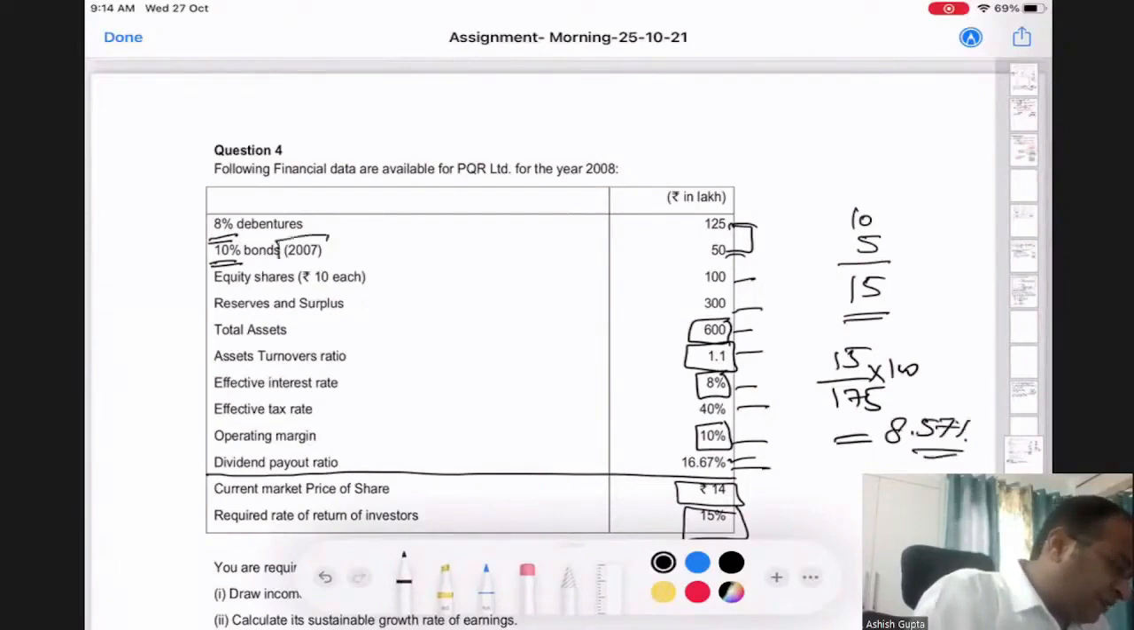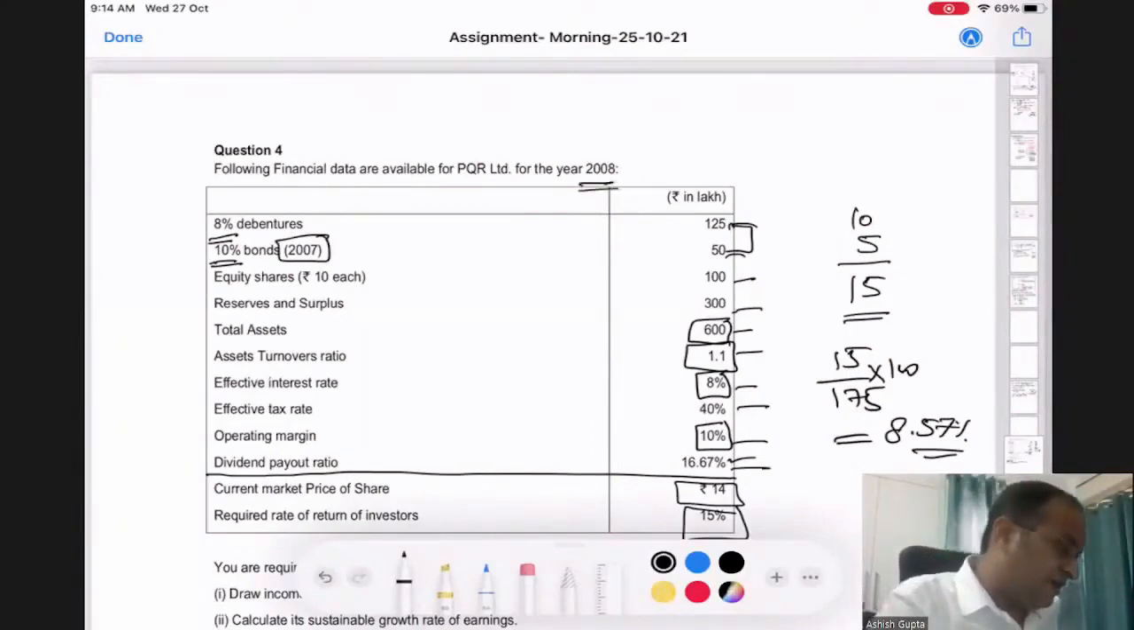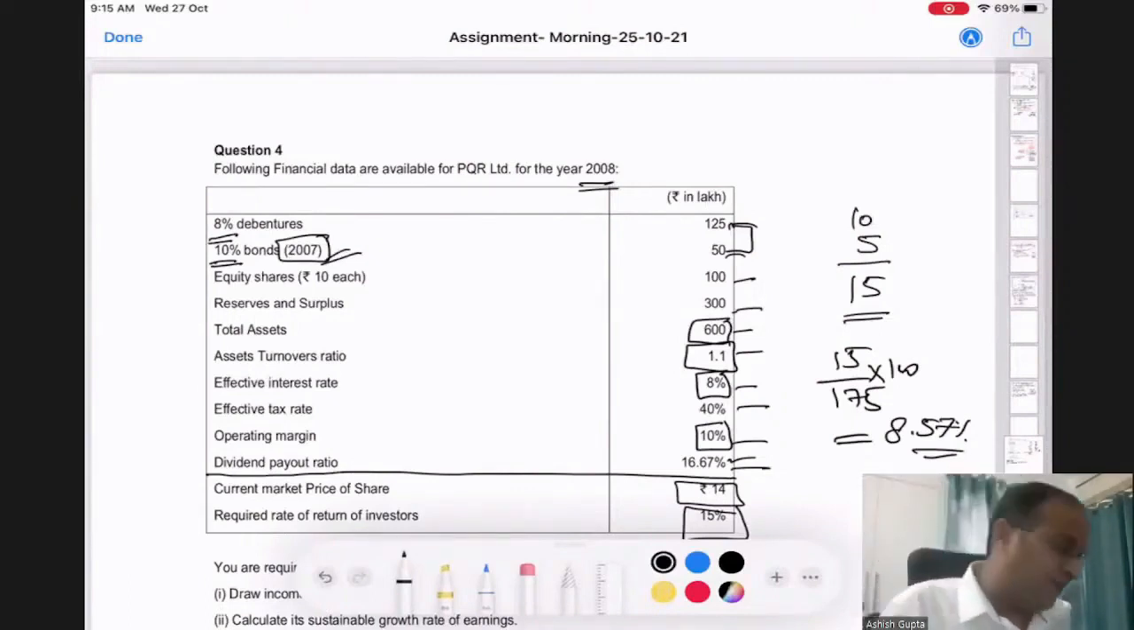But since these bonds have been issued in the year 2000 only, and this year is 2008, there may be a possibility that they have been issued somewhere in 2007, and we may not be paying the full year of interest to these bonds. That's why we have taken 8% here.